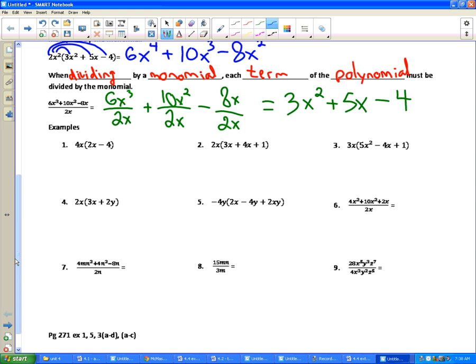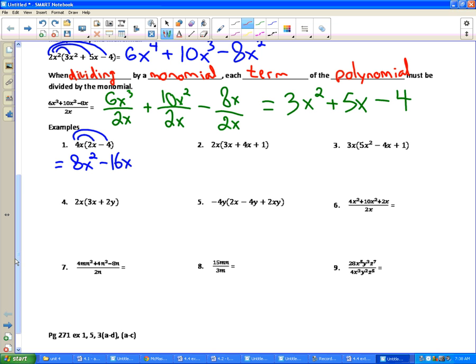So this is a multiplication question, and for number 1, we want to distribute that constant into the polynomial. So we're going to say, well, it's equal to 4x times 2x, and 4x times 2x is 8x squared, and 4x times a negative 4 is going to be a negative 16x. And there's the answer for that one.